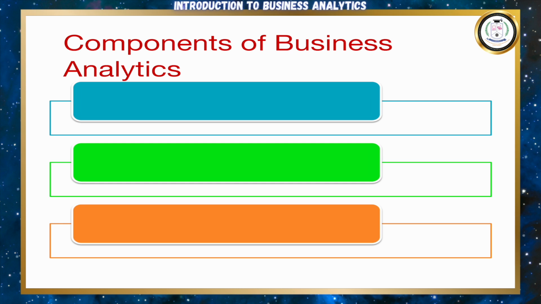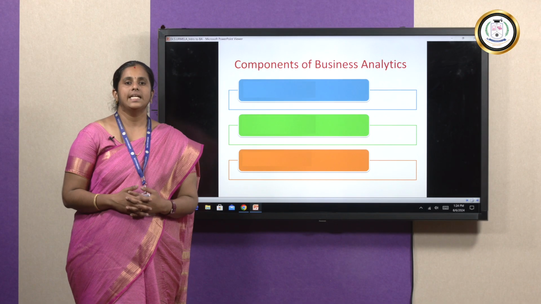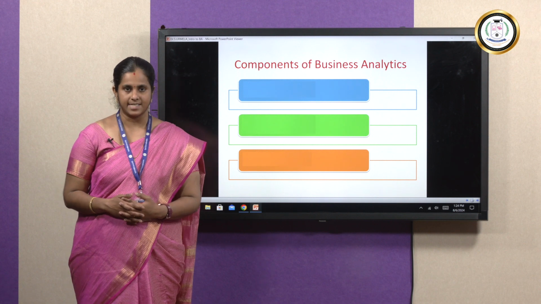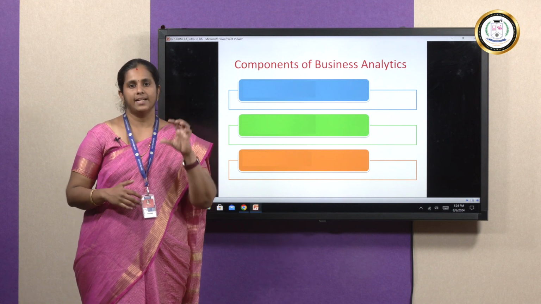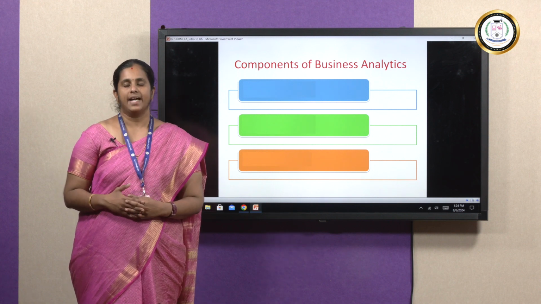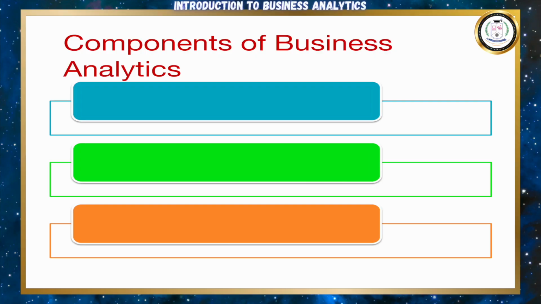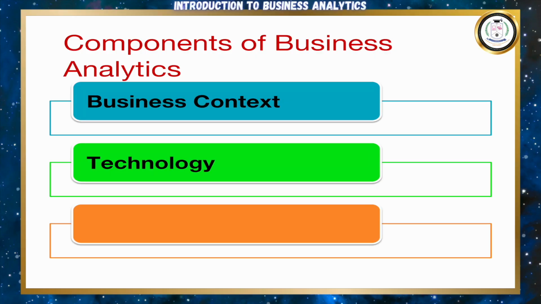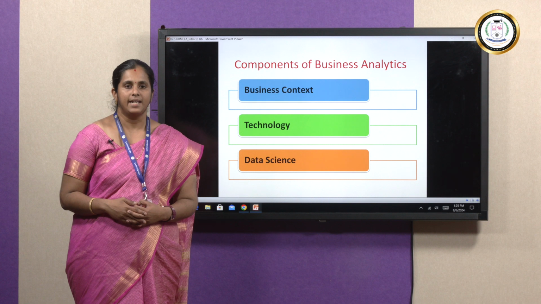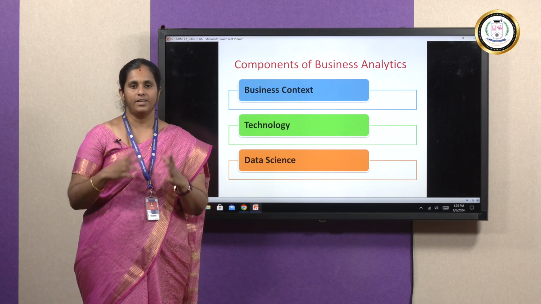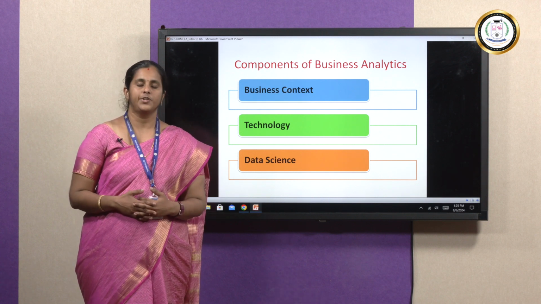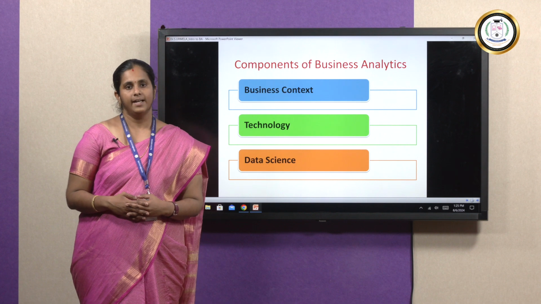So the next one is the different components in terms of business analytics. If you see the different components, they can be categorized into only these 3 categories. The first one is the business context. The second one is technology, and the third one is data science. In terms of business context, it is going to be like what are the different stakeholders, or what is going to be the main aim and objective.